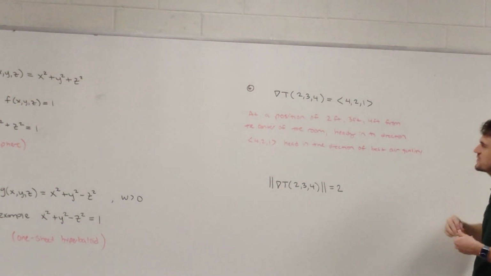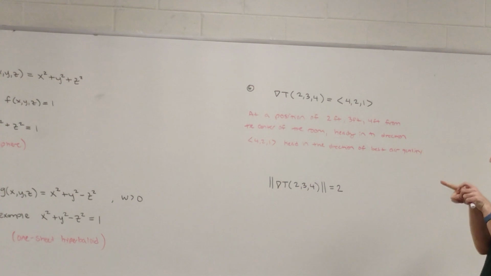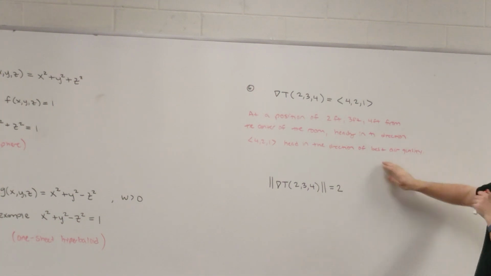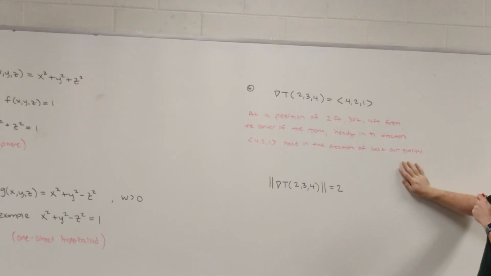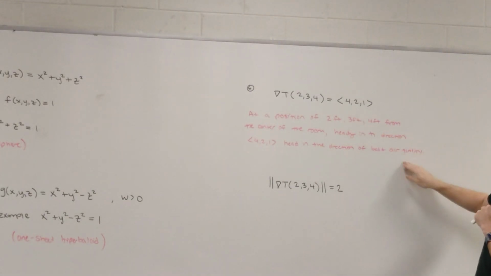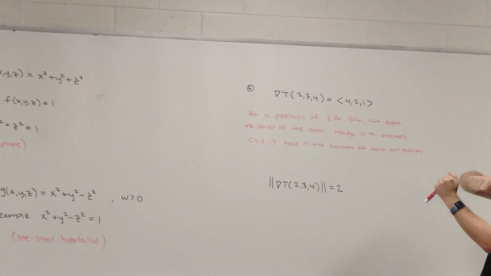So again, you're standing at this point. If you head in the direction 4, 2, 1, you're escaping. You're heading towards the best air quality the fastest. So heading in the opposite direction, the negative of the gradient vector, you're heading right towards wherever that person smoked, probably.